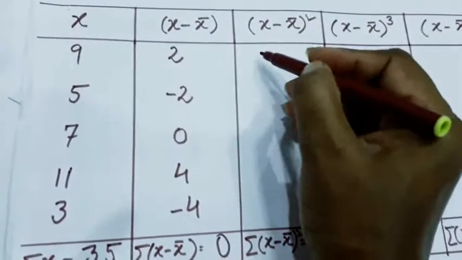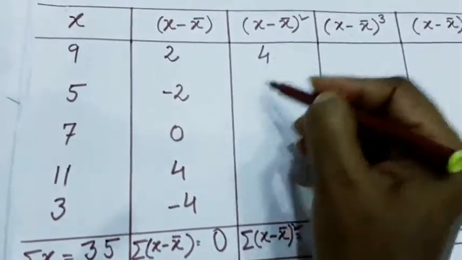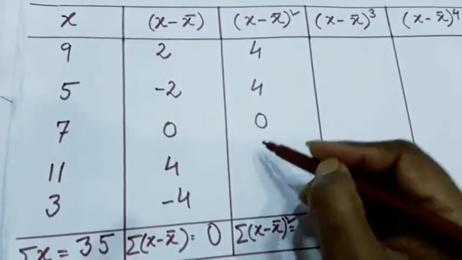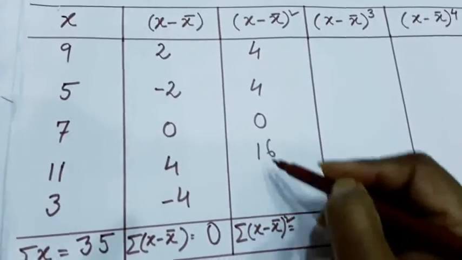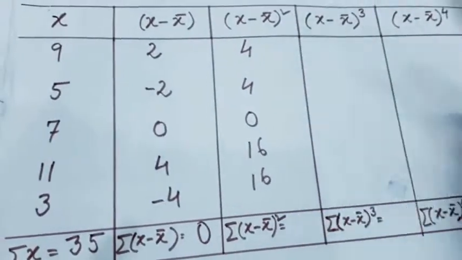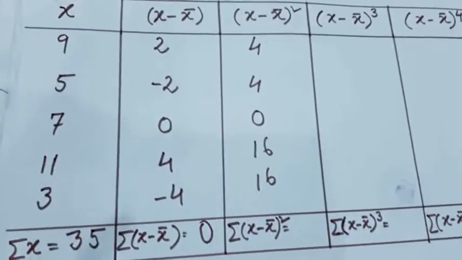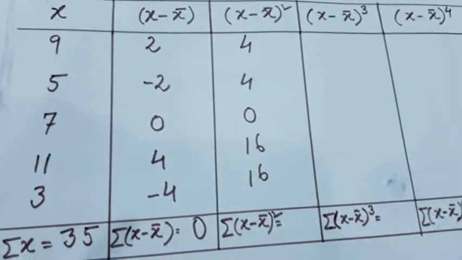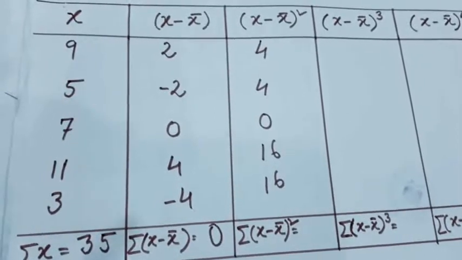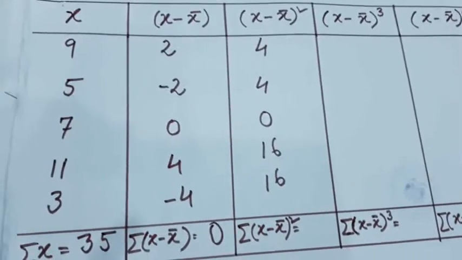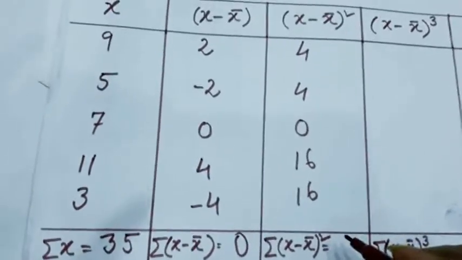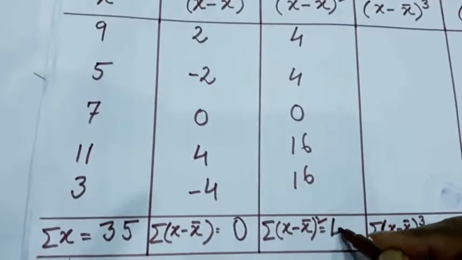2 square, 4. Minus 2 square, 4. 0 square, 0. 4 square, 16. Minus 4 square, 16. Now we will add up this. What will be the result? 4 plus 4, 8, 8 plus 16, 24, 24 plus 16 is 40.